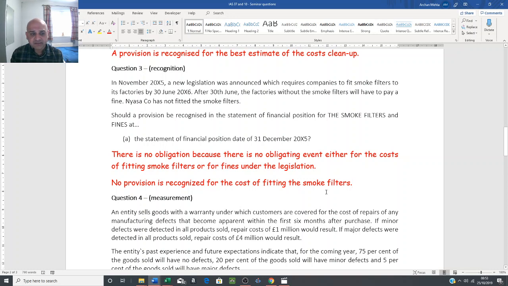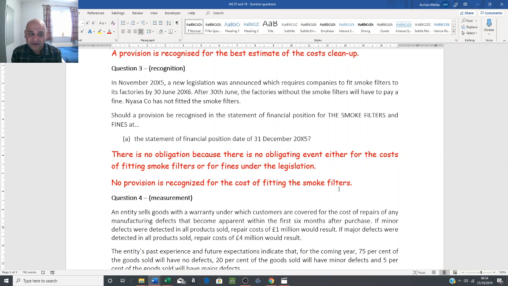Does that make sense? So the key difference here is that in the first scenario, the past event had already happened, which is where we started contaminating the land, and there will not be any way out of that other than accepting the obligation and carrying out the cleanup of the land. In this case, it is possible to avoid the obligation altogether by next year end.